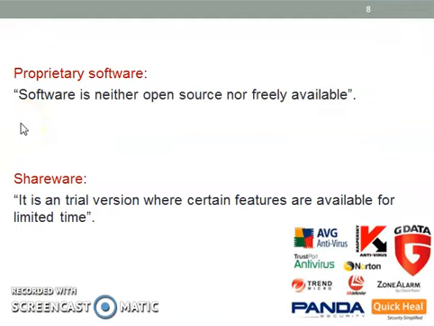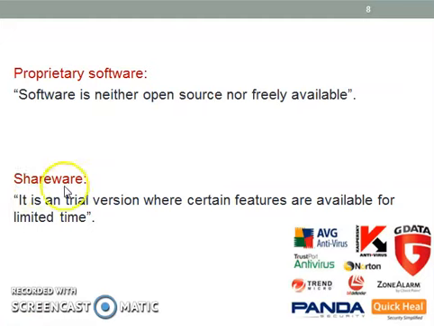Next concept is proprietary software. Software which is neither open source nor freely available is treated as proprietary software. Here, the buyer or user cannot share, modify, or redistribute the copies because the source code is not available, and the license from the copyright holder gives the rights to use the software under certain conditions. Sharing of software is not possible in the case of proprietary software.